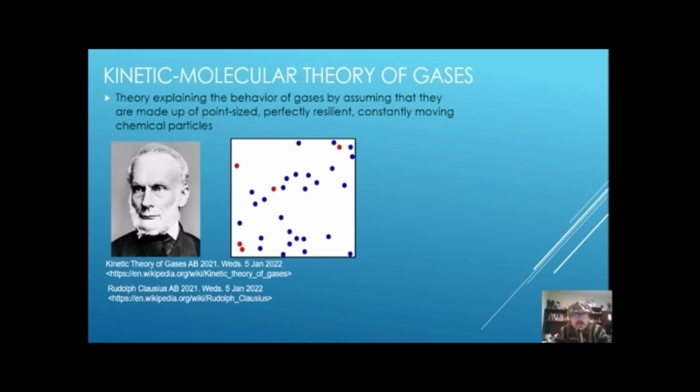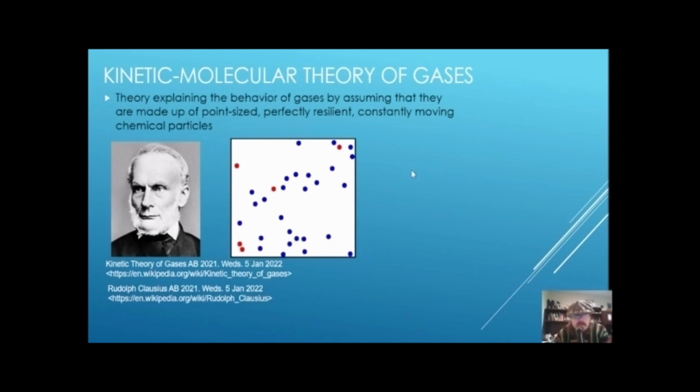Now, all the laws we're going to see in a minute were succinctly described by our friend Rudolf Clausius in 1857, after most of these people had already created their laws. There were theories like this before, but Clausius improved on this theory the most, and so he's the one we remember most for it. So he has the kinetic molecular theory of gases. The theory explains how gases behave by assuming they're made up of point-sized, perfectly resilient, constantly moving chemical particles.